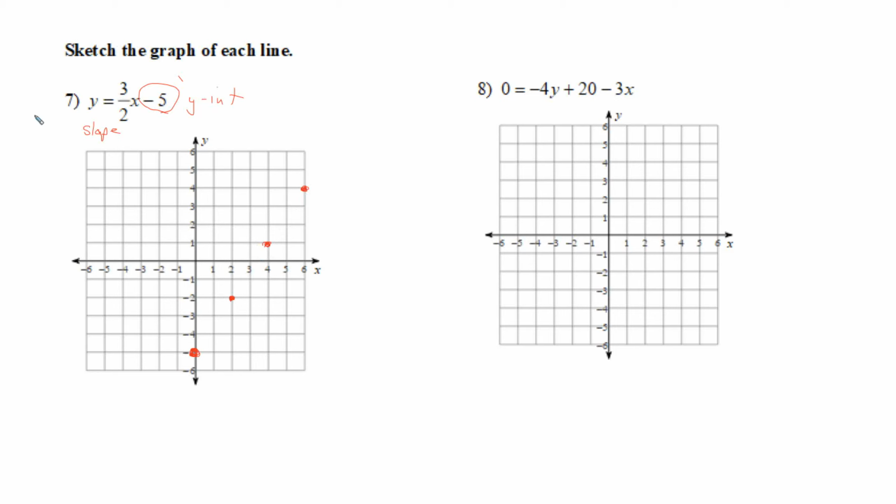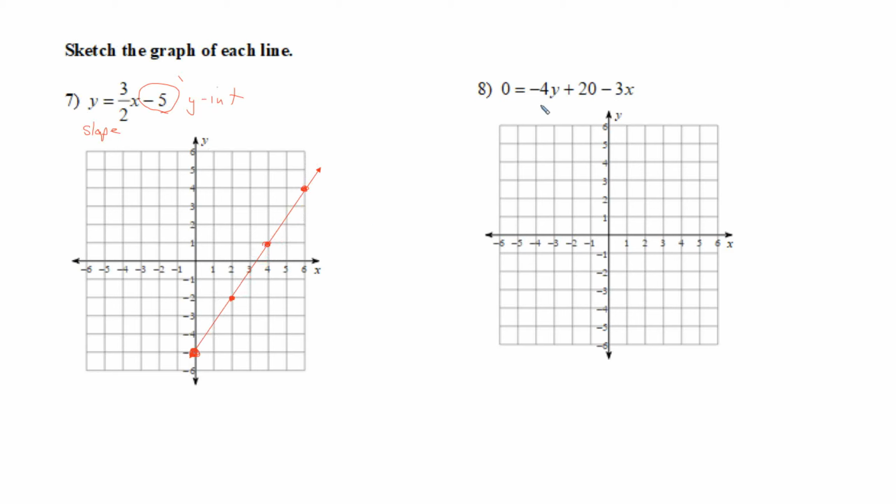This one's just asking us to graph the entire line, so we do connect it. And so we can graph that line right there. There's the graph of the line, y equals 3/2 x minus 5.